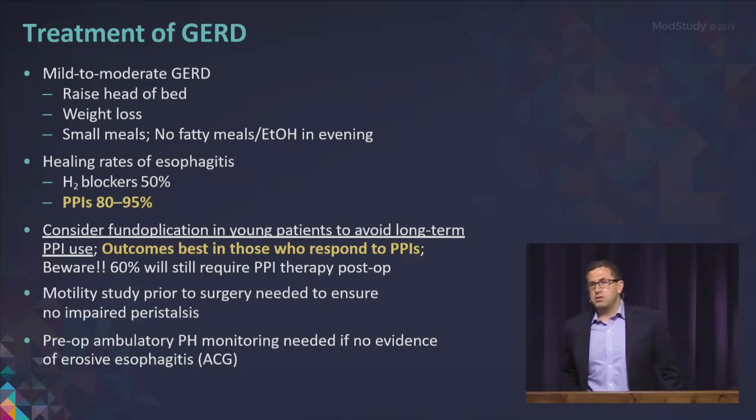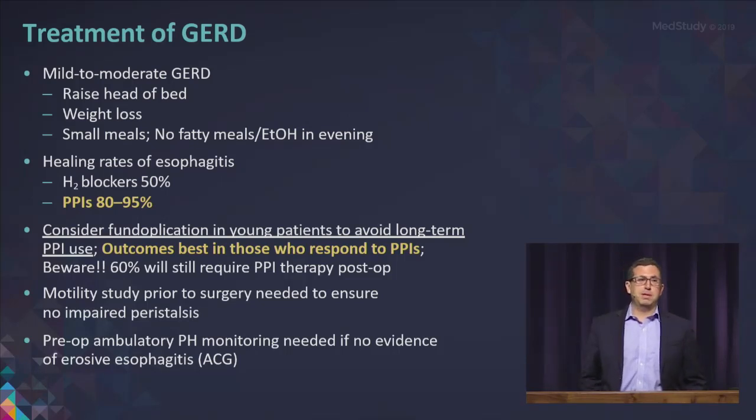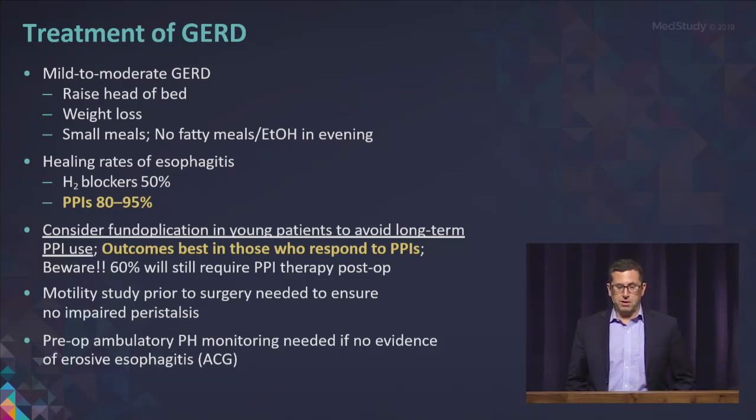So treatment of GERD, if you just have mild to moderate GERD, you could get away with kind of lifestyle interventions like raising the head of the bed, weight loss, small meals. If you have more severe symptoms or you actually have esophagitis on an endoscopy, then you really want to use PPI as opposed to H2 blockers. PPIs could heal esophagitis in up to 95% of cases, but H2 blockers really don't heal the esophagus very well.